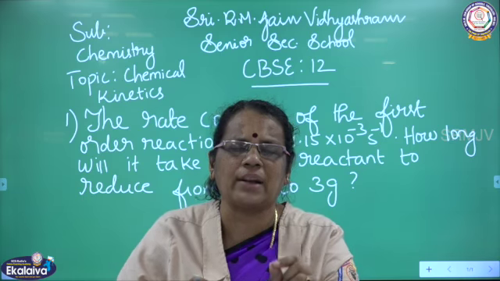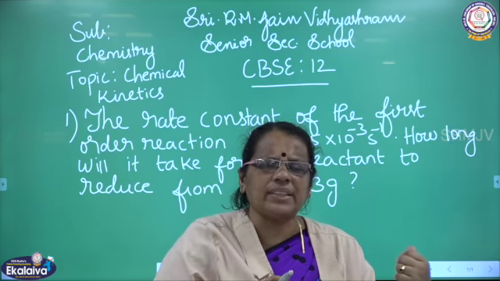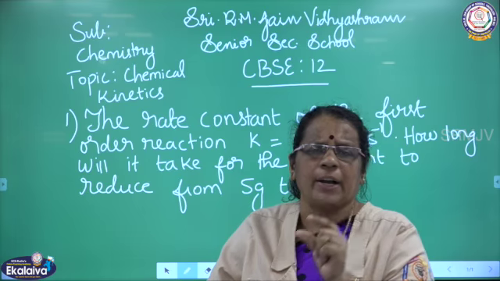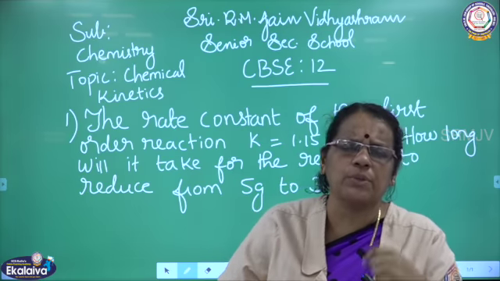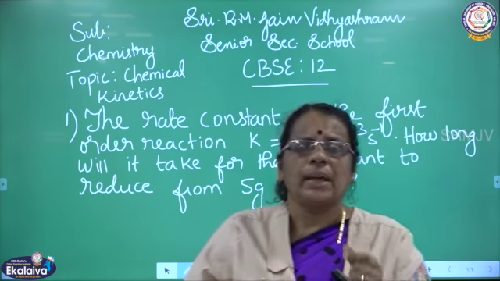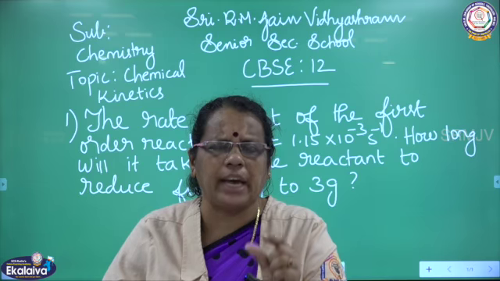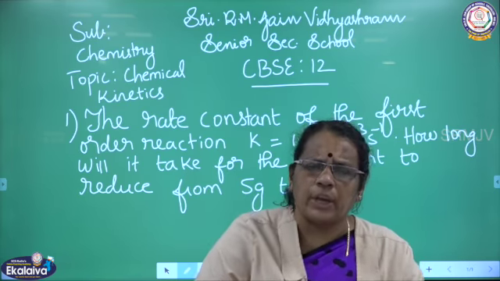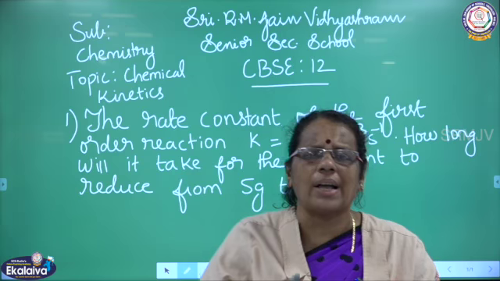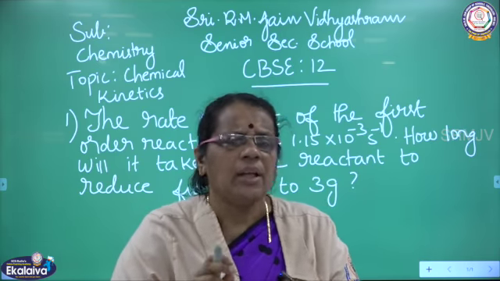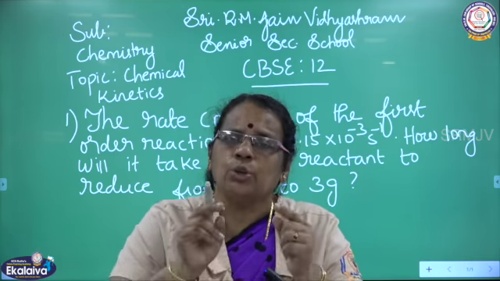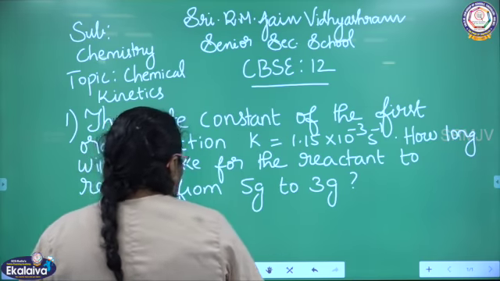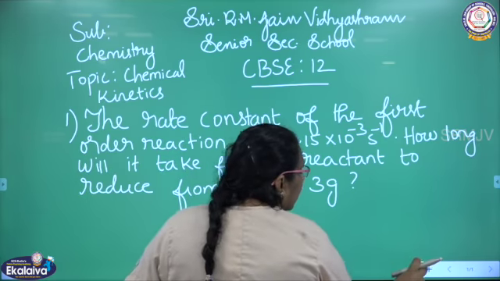So we are going to calculate the time for which the concentration of the reactant will reduce from 5 grams to 3 grams. They have asked us to find out the time for the reactant to change from 5 grams to 3 grams. So first we will write the given quantities.